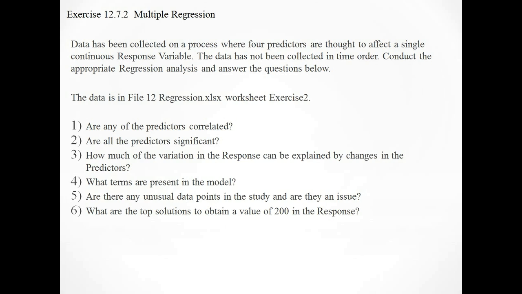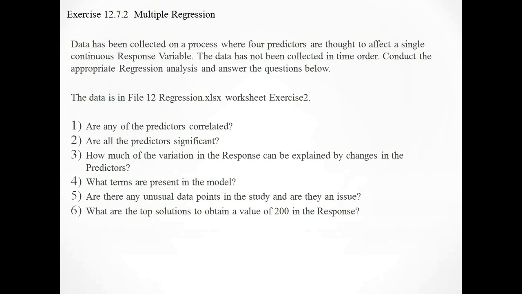The questions are: Are any of the predictors correlated? Are all of the predictors significant? How much of the variation in the response can be explained by changes in the predictors? What terms are present in the model? Are there any unusual data points in the study, and are they an issue? What are the top solutions to obtain a value of 200 in the response? So six questions there to answer.